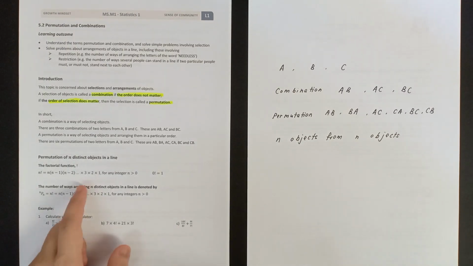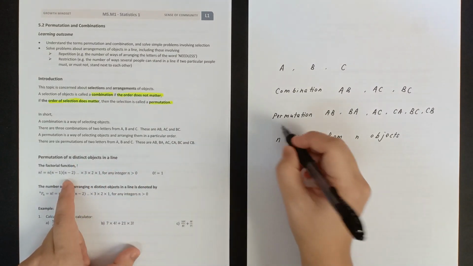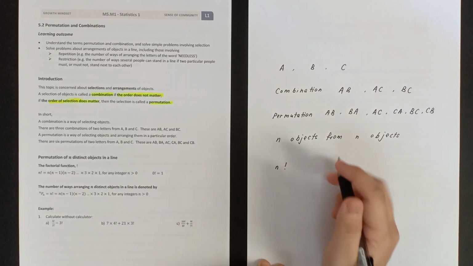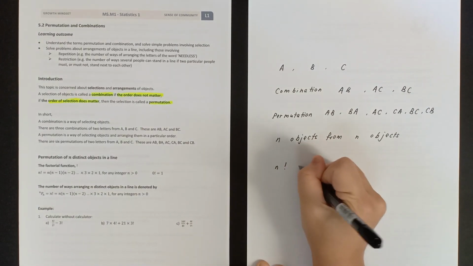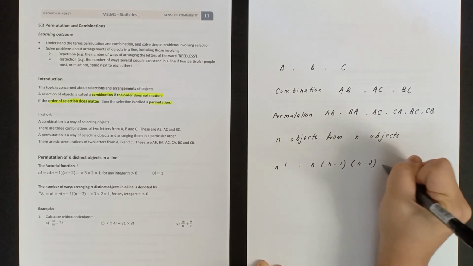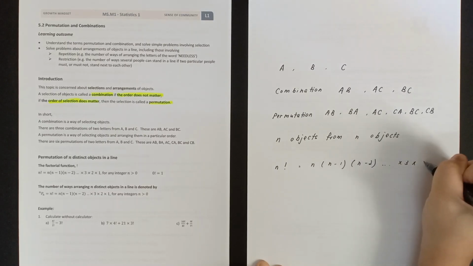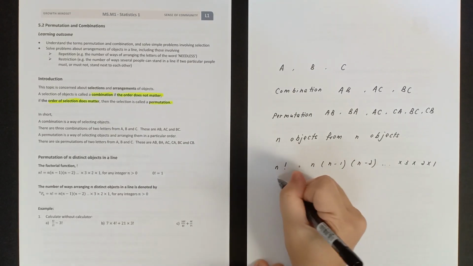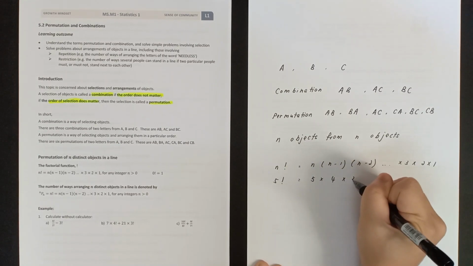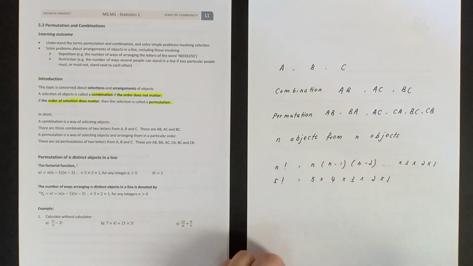Okay, the first thing that you already learned before is called factorial. What does factorial mean? I think you should be quite familiar with this because we learned this in binomial expansion also. Factorial means if you have n, then you multiply everything: n, then n minus 1, n minus 2, and continue until you get 3, 2, 1. So if you have 5 factorial, you will be doing 5 times 4 times 3 times 2 times 1. That's what factorial is.